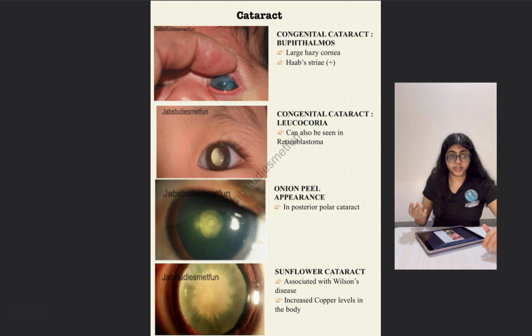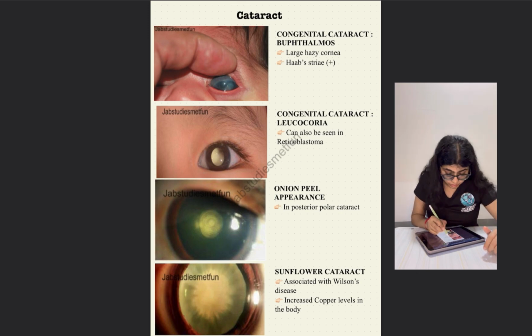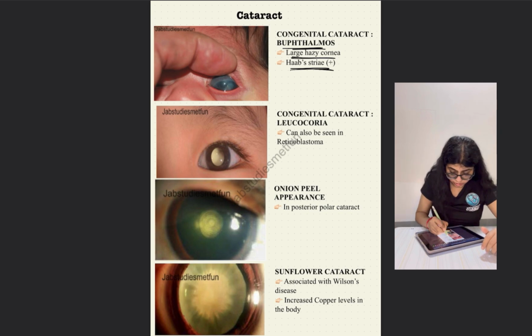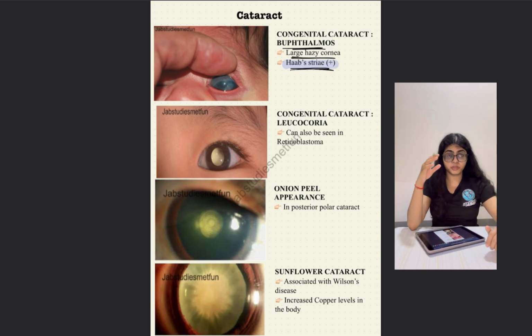Cataract, the different kinds of cataract that can be asked in the exam. First one is congenital glaucoma, which is famously known as buphthalmos. It is a large hazy cornea with Haab's striae. Haab's striae is important. They might not give you the image most of the time. They will only give you, for example, a case of a neonate that has Haab's striae. The answer straight up is buphthalmos.